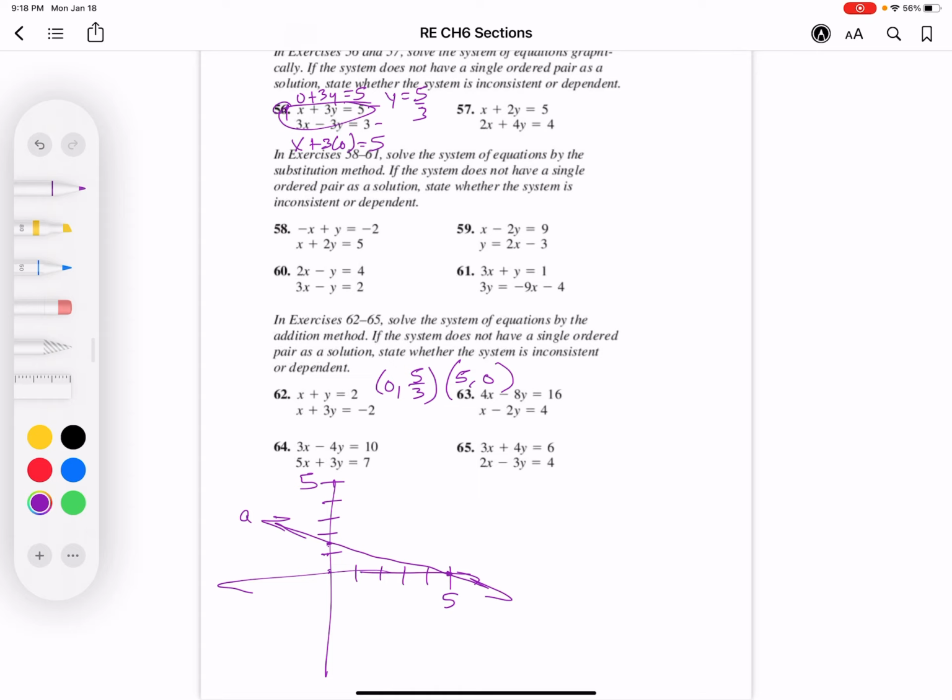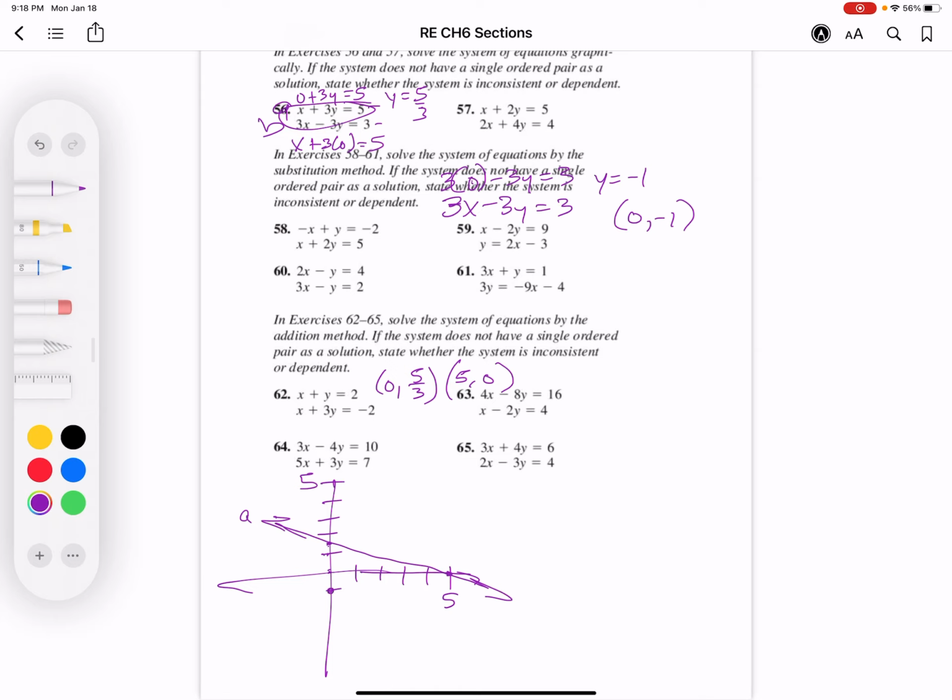There's line A. And line B, let me write it over here. We've got 3x minus 3y equals 3. So let's set x equal to 0. So we've got 3 times 0 minus 3y equals 3, or y equals negative 1. So that point is (0, -1).